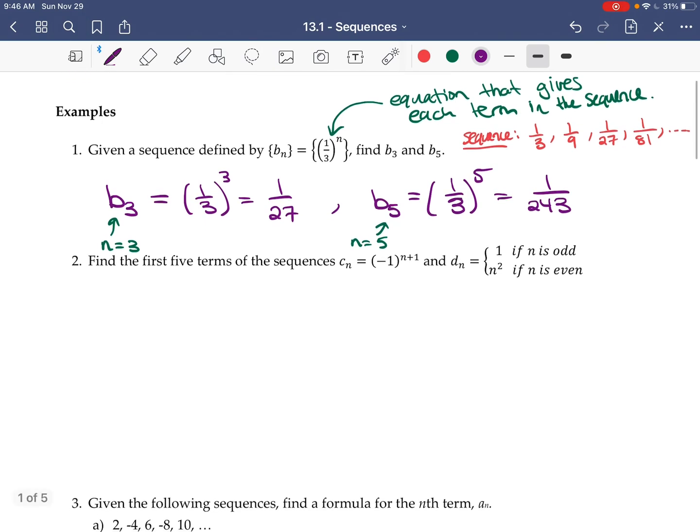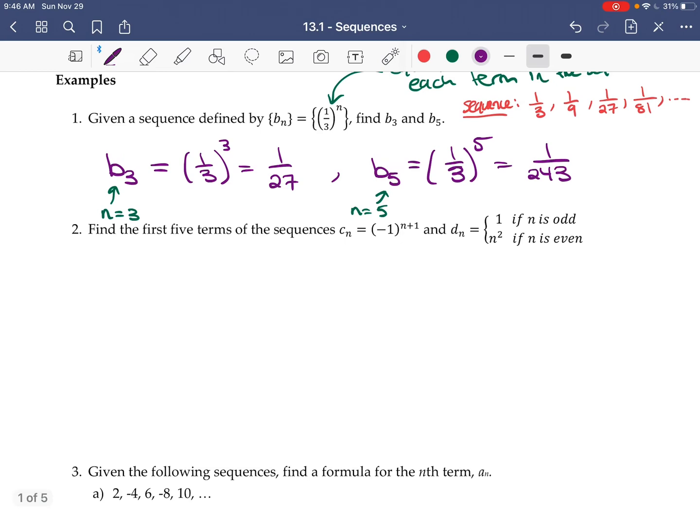Okay, let's try another one. So I'm going to skip the C one, so we'll leave a blank for it, and we'll do the D one. Okay, so we want to find the first 5 terms of the sequence, and I'm going to use the d sub n. So this is giving me the formula for each one.